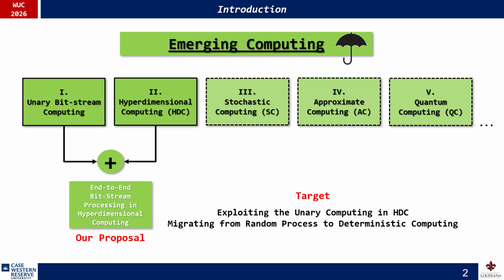In the umbrella term of emergent computing, this work targets synergy between two computing paradigms. One is Unary bitstream computing and the other is hyperdimensional computing, abbreviated as HDC. Our proposal targets end-to-end bitstream processing from input to output in the HDC setting. We will be migrating from random processes to deterministic computing such as Unary bitstream processing.